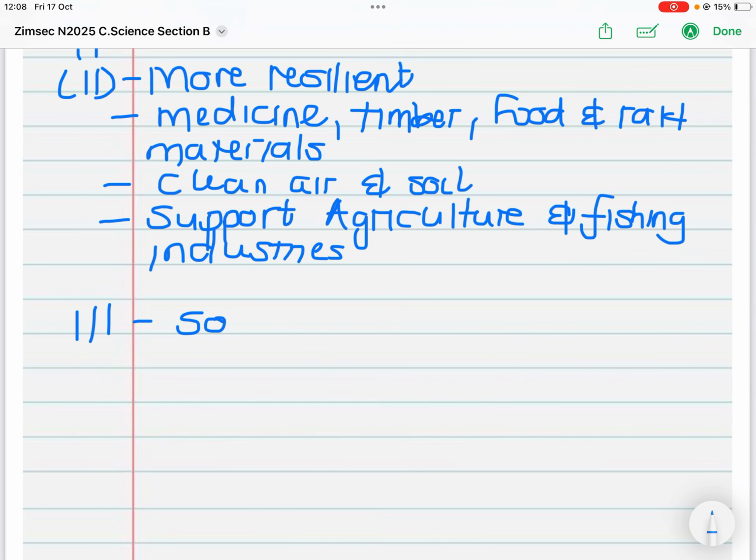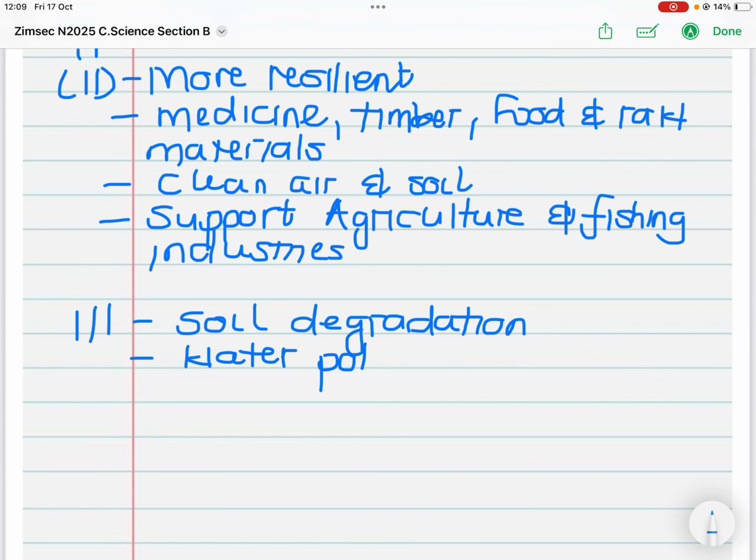Suggest one long-term effect of pesticide use on the environment. So you need to talk about soil degradation, it can kill beneficial soil organisms, reducing the soil fertility. We can talk about the runoff, which can contaminate the rivers, lakes, and groundwater. So this is water pollution.